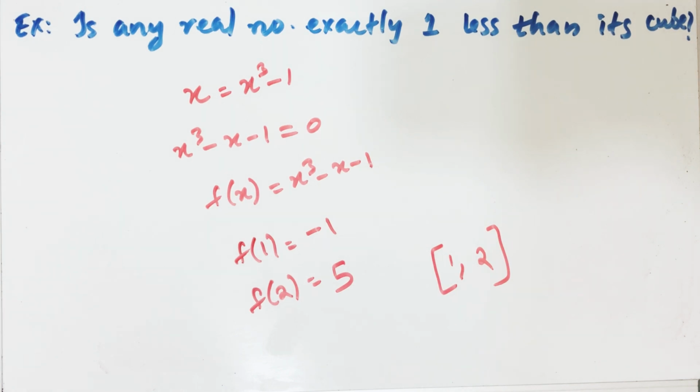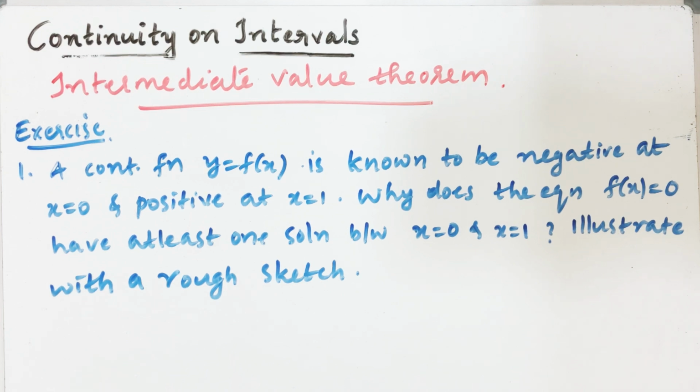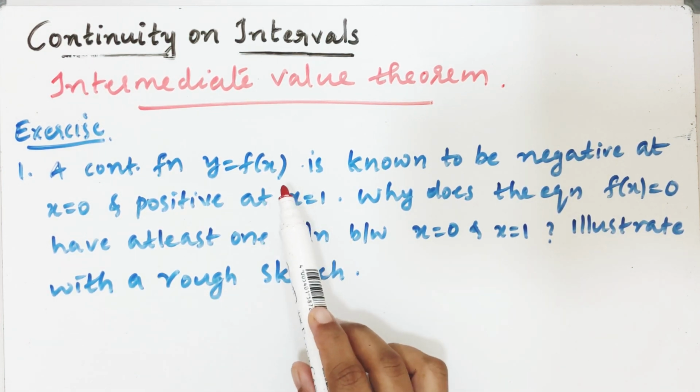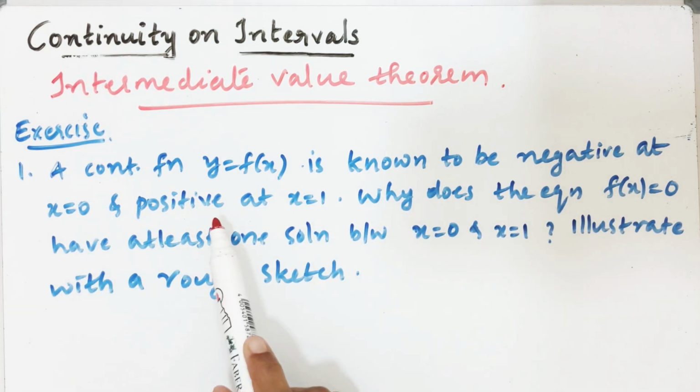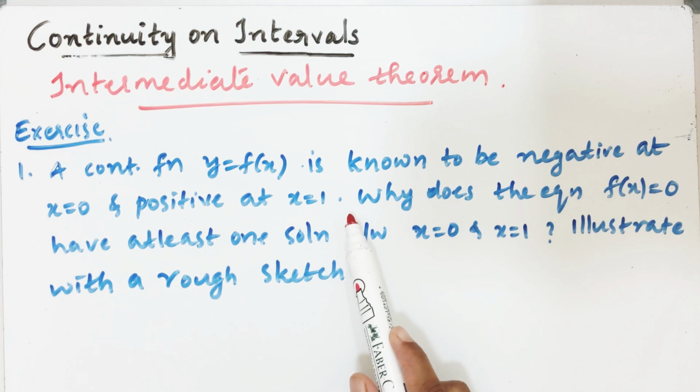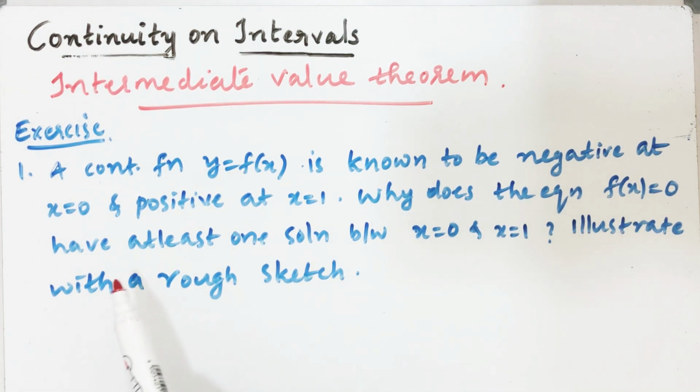We can see more exercises. Exercise, first question. A continuous function y equal to f of x is known to be negative at x equal to 0 and positive at x equal to 1. Why does the equation f of x equal to 0 have at least one solution between x equal to 0 and x equal to 1? Illustrate with a rough sketch. Simple question. Just the answer is the intermediate value theorem.